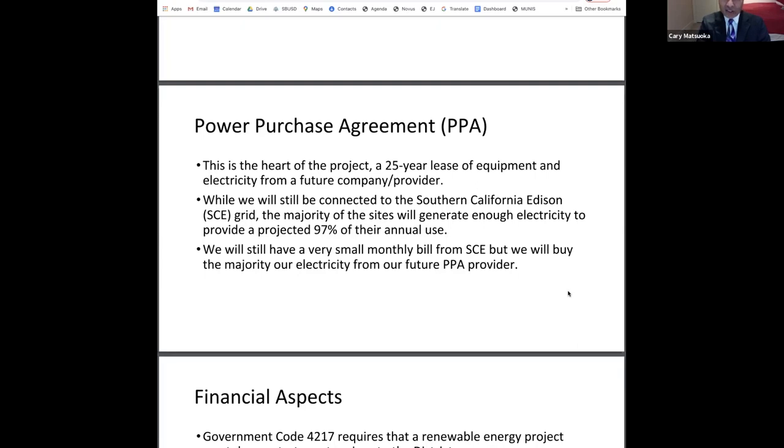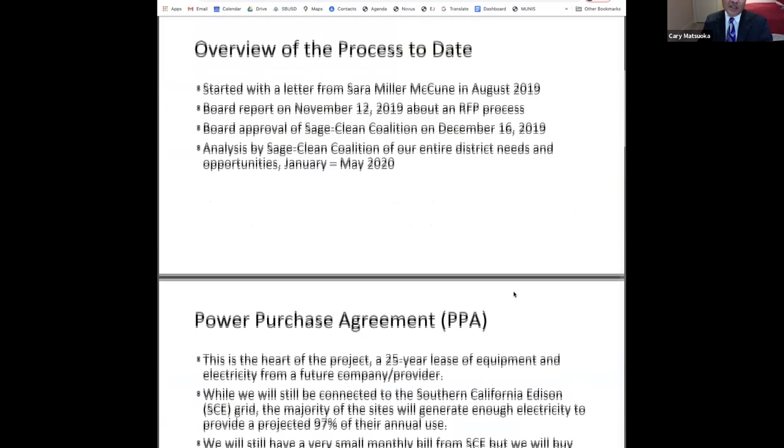Now, every site has to stay connected to Edison because when we generate excess electricity, we run it back into the grid. And then at nighttime, when we don't have sunshine, we need power for evening events. We will have a small residual bill from Edison, but we are going to buy the majority of our electricity. The estimate is 94% of our power will be produced by this whole solar panel array system at 15 sites.